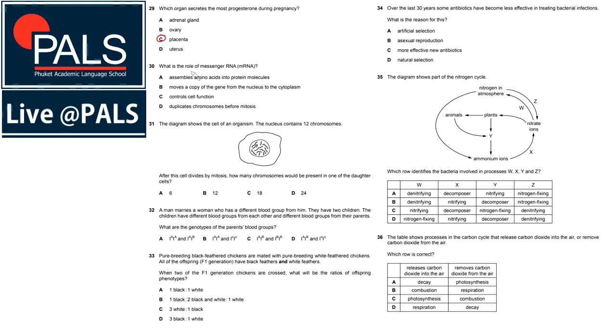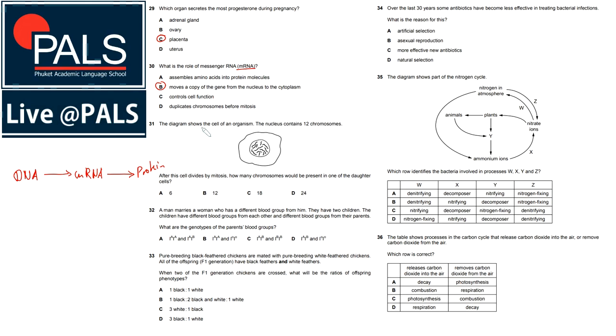What is the role of messenger RNA, mRNA, in protein synthesis? DNA is transcribed into mRNA, which is then translated at a ribosome into a protein. Assembling amino acids into protein molecules is what the ribosome is doing. Moves a copy of the gene from the nucleus to the cytoplasm? Yes, so the mRNA is the copy of the gene, and it moves from the nucleus into the cytoplasm to the ribosomes.